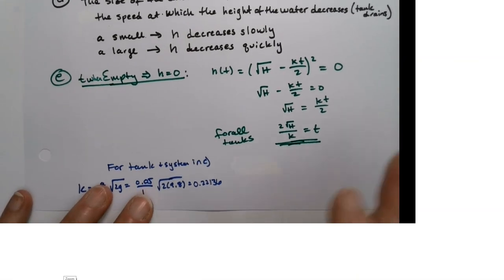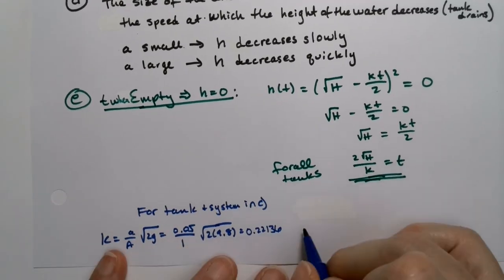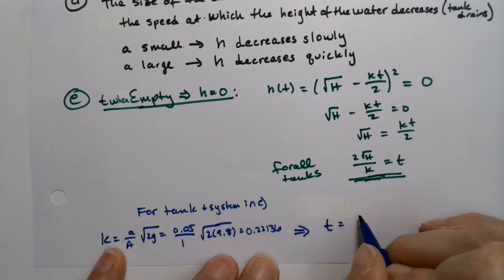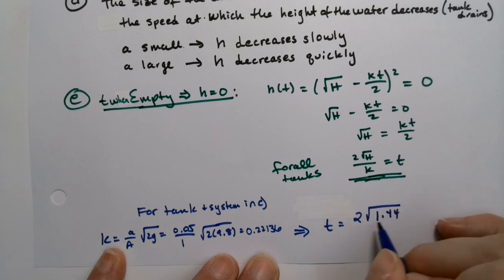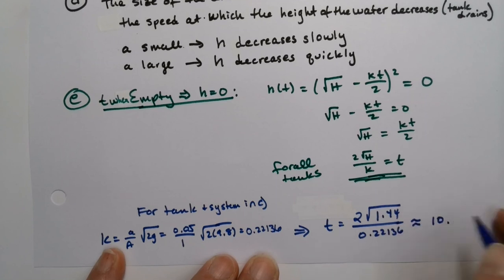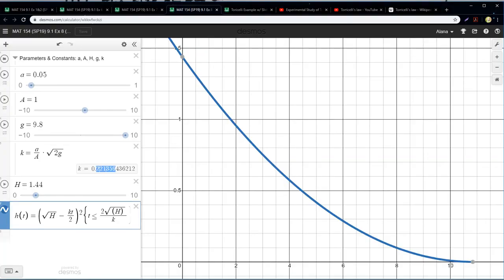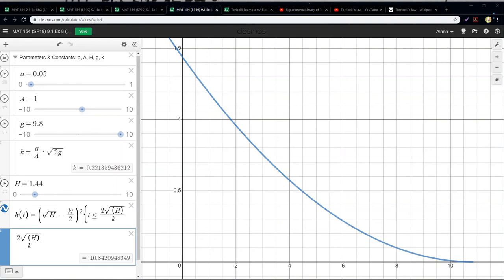So that means that T would be, I just lost it. Sorry, I'm having issues with my thing. There it is. Okay, so that means that T is equal to 2 square root of 1.44 over 0.22136. Let me do it correctly this time in Desmos. All right, so T would be about 10.842. And if you don't believe me, I can just type in the formula, 2 square root of H over k. Sure enough, it's 10.842. It's exactly where the graph ends. And it'd be seconds. So it'll only take 10.8 seconds to drain this tank.